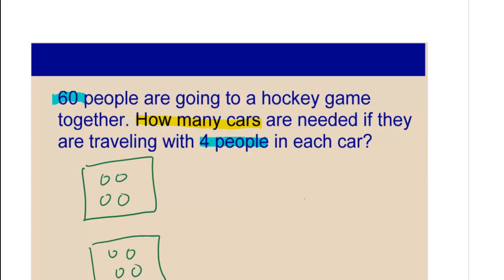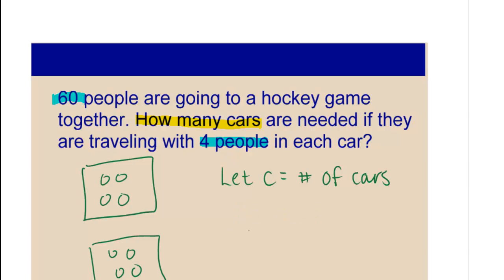So we have 4 people in each car. So why don't we let C equal the number of cars. Okay, so how many people are in each car? 4. So we know that 4 times the number of cars is going to equal what? 60. So there's our equation.